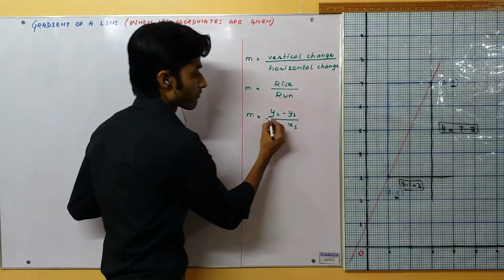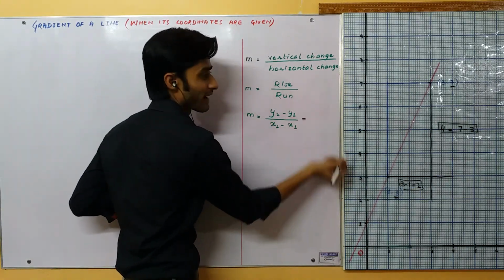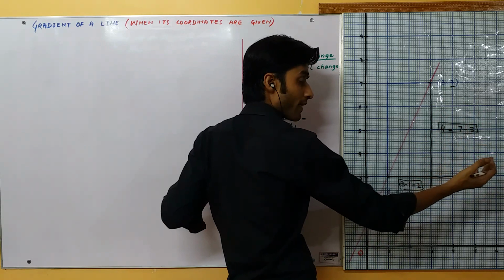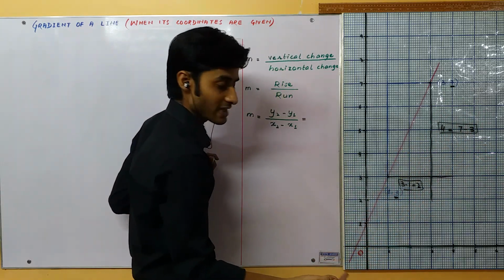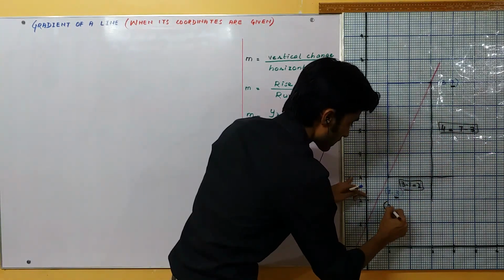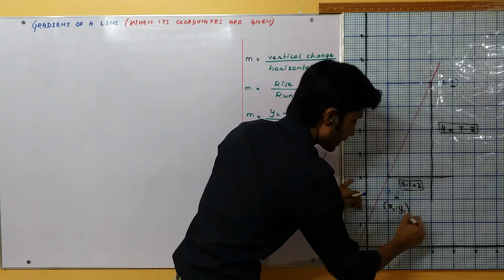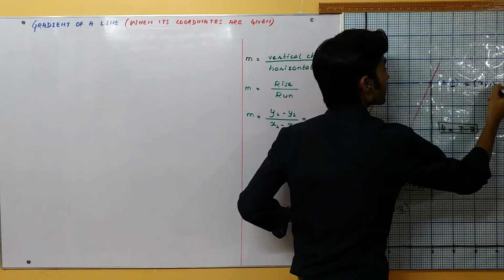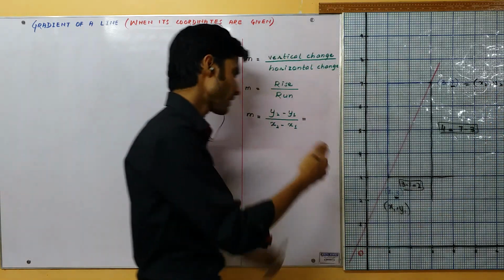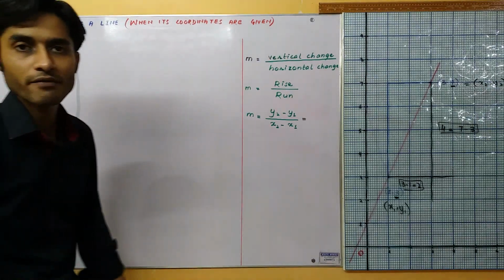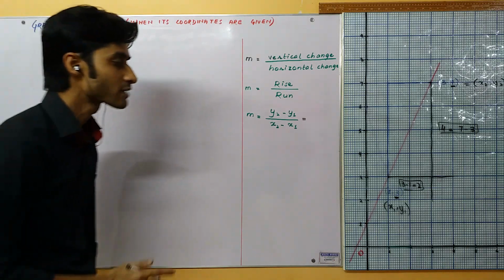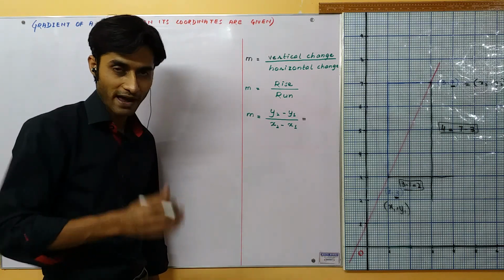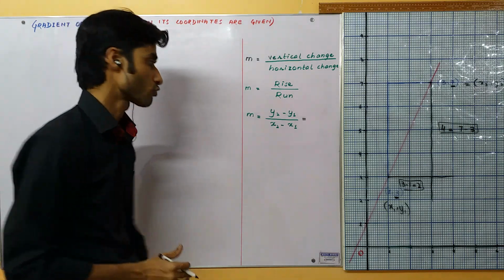So the difference between y components is y2 minus y1. I can consider any one of these points as x2 comma y2, and any one of these points as x1 comma y1. I'll consider this as x1 comma y1, the initial point. I'll consider this as x2 comma y2, the final point. You can take any one as x1 y1 and any one of these points as x2 y2. The choice is yours. The main thing that I want is the difference between the y components and the difference between the x components.